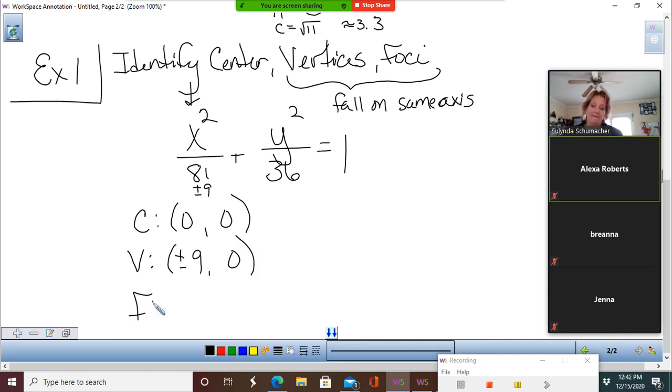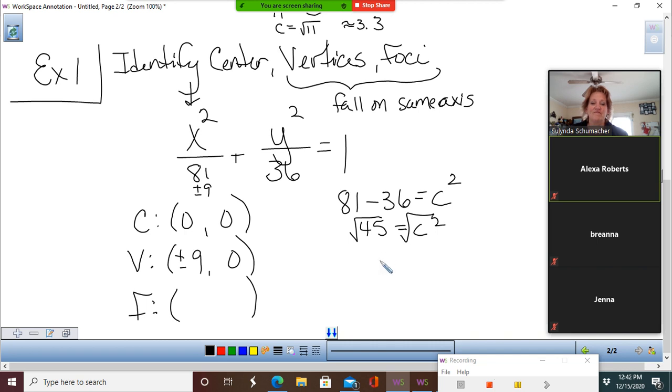Our foci. Our foci are also going to fall on the same axis as our vertices. To find our foci, we take the larger denominator minus the smaller denominator. Set that equal to c squared. 81 minus 36 is 45 equals c squared. And of course, we are in pre-calc, so we've got to simplify that. So c equals 45 is 9 times 5, so this is 3 root 5.